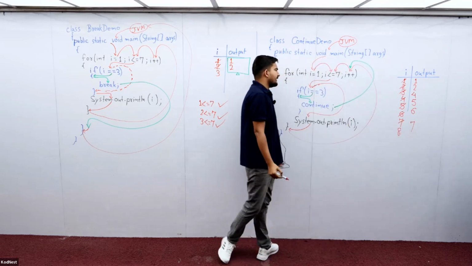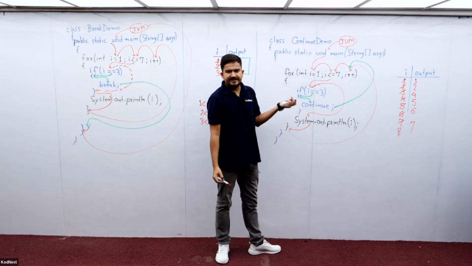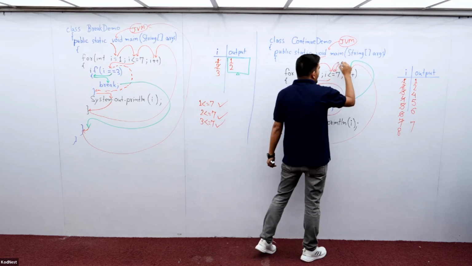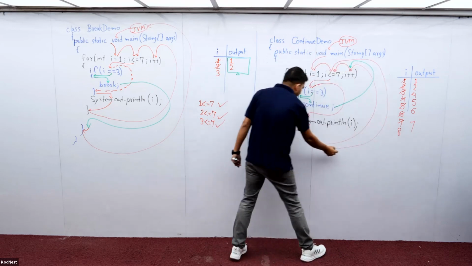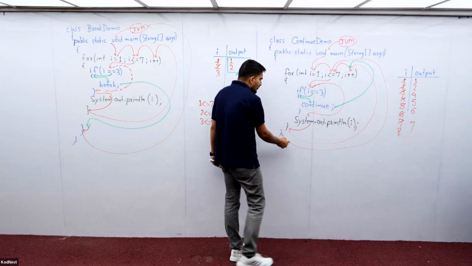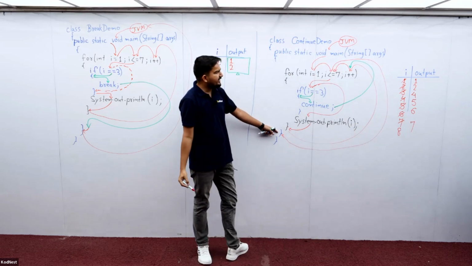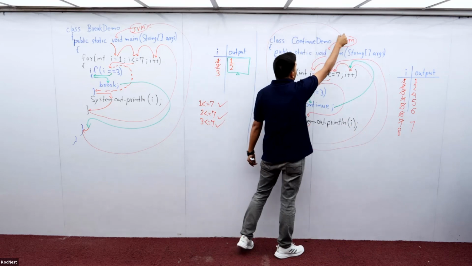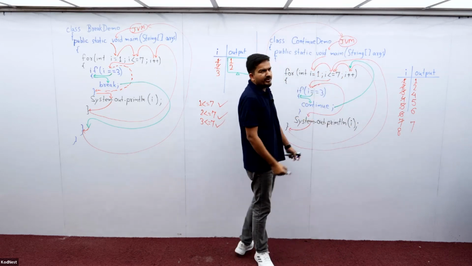Condition will be checked. Is I less than or equal to 7? Is 8 less than or equal to 7? No. Condition will become false. And what is going to happen? Control is going to come out of the loop. Out of the loop is the end of the main method. Once control reaches the end of the main method, it goes back to the JVM.